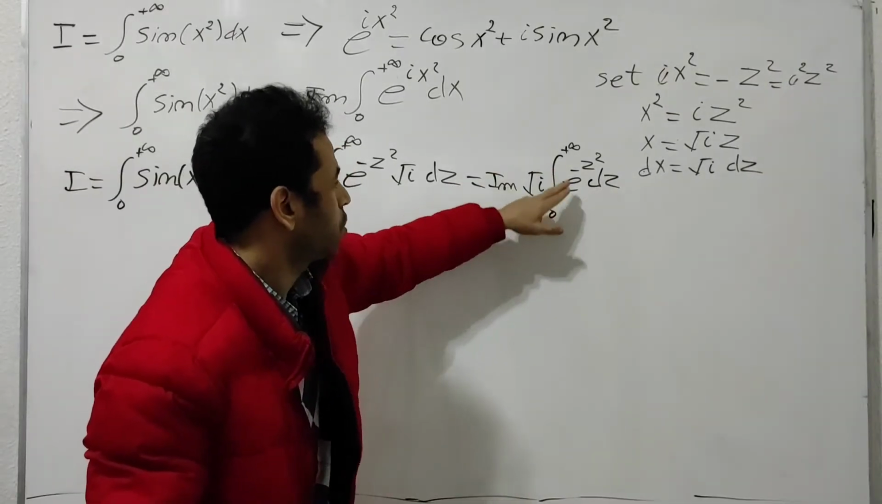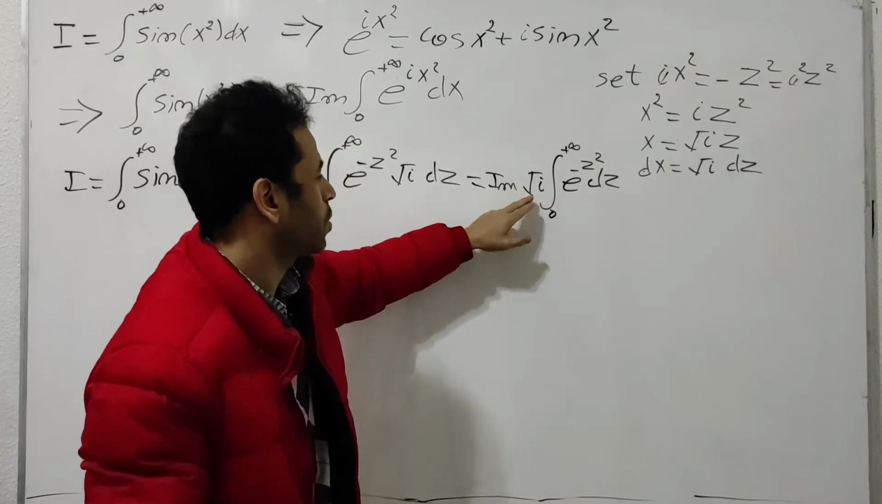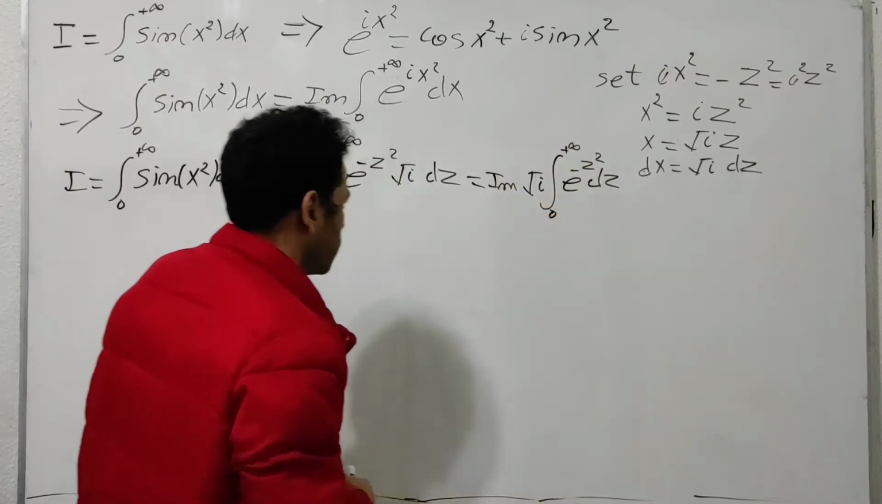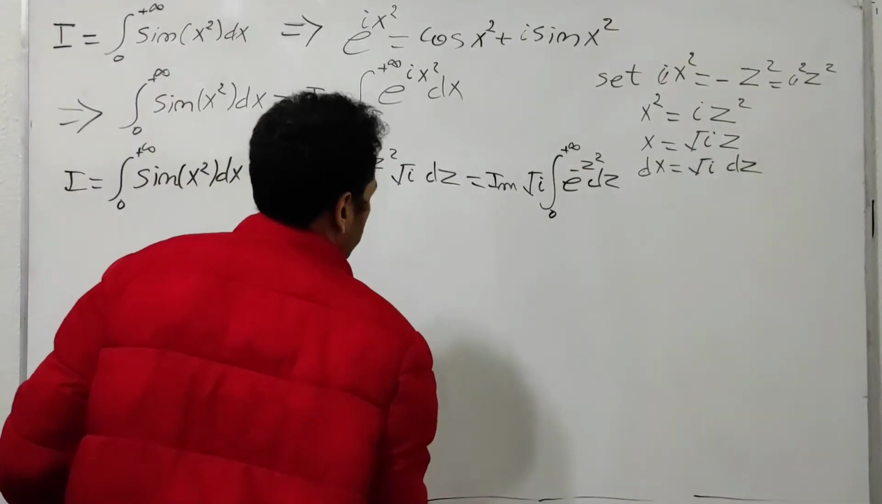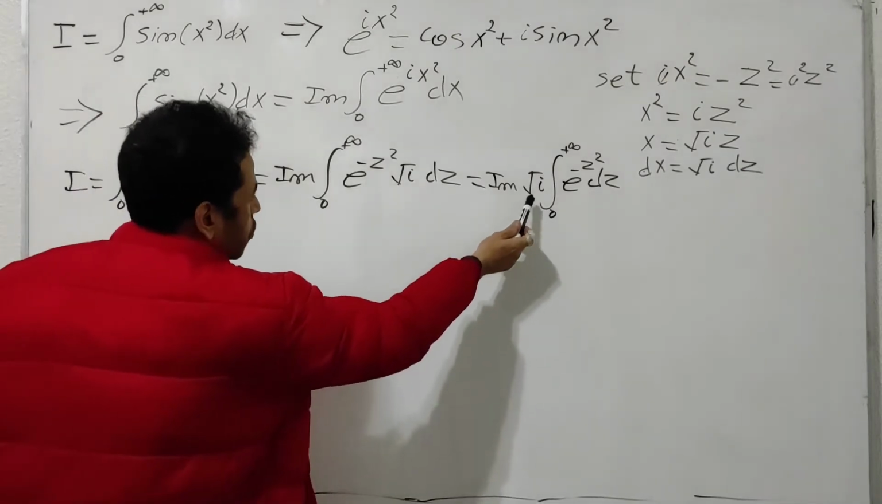Okay, I'm going to evaluate two things separately. I'm going to evaluate the square root of i as a complex number. I'm going to evaluate this integral as a Gaussian integral, by using the Jacobian matrix. So first, I'm going to evaluate the square root of i.